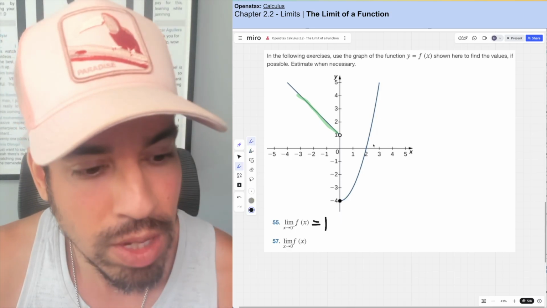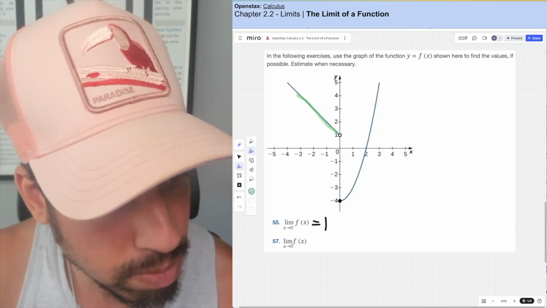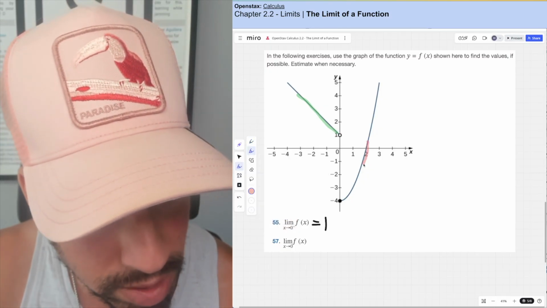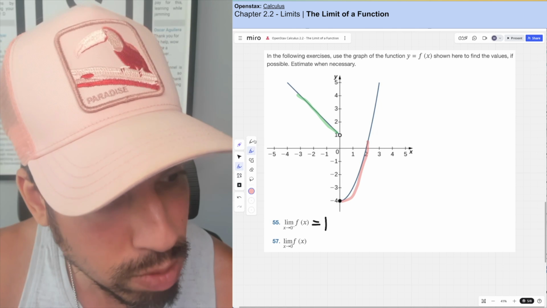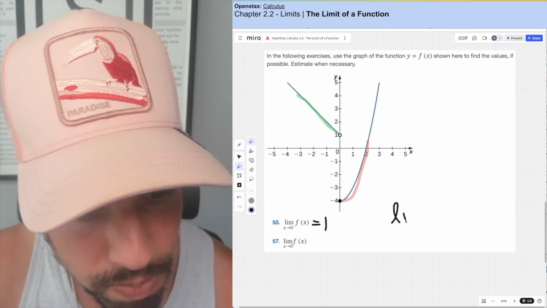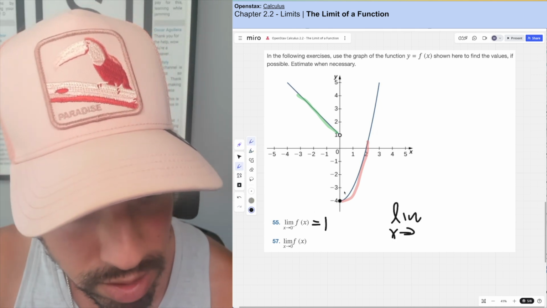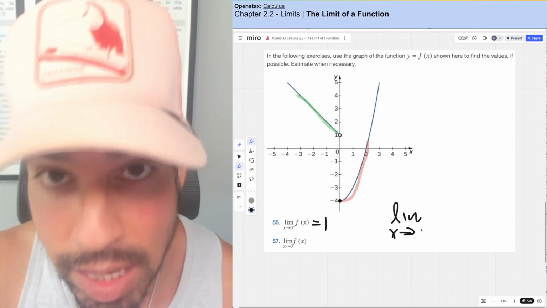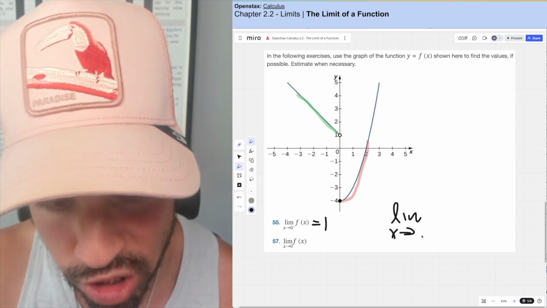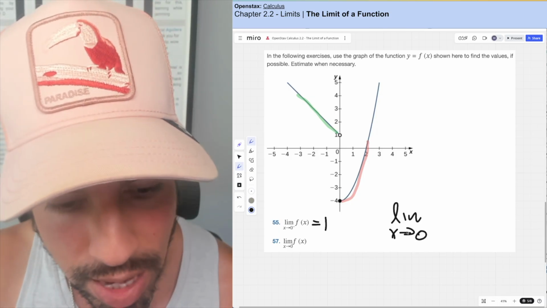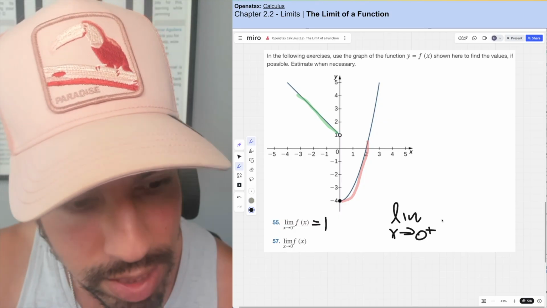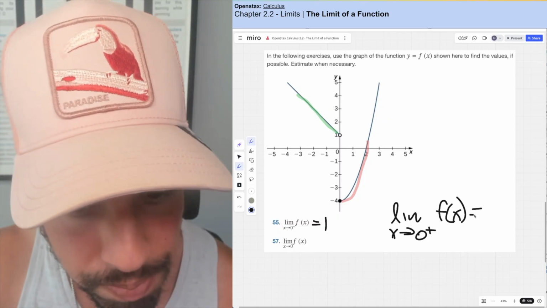Now, if they were asking what is the limit from the right-hand side, as x approaches 0, that would be -4, right? Because it's coming down and it's getting closer and closer to -4. It also equals -4 at 0, but that's not the question, right? It's saying if we said x approaches 0 from the right, this would be -4.